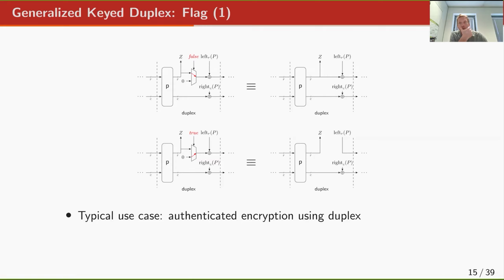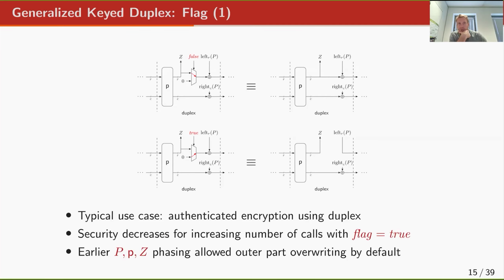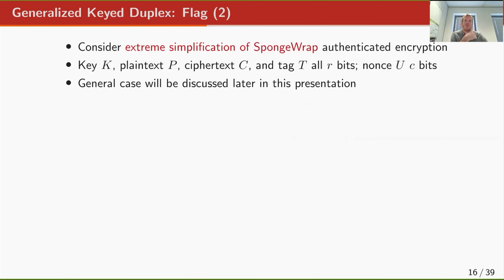And where is this useful? This is useful for authenticated encryption. And to show you, a good example of this is the extreme simplification of sponge wrap. Later on in the presentation, I will talk about the actual sponge wrap the way we know it today. But this slide is about the extreme simplification of sponge wrap. This can also be seen as the simplest authenticated encryption scheme that you can do with the sponge.